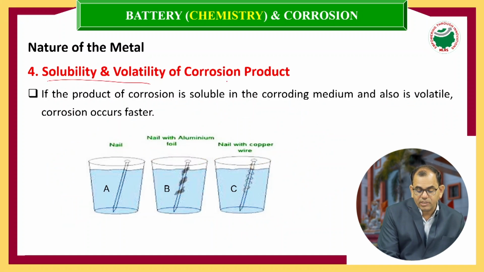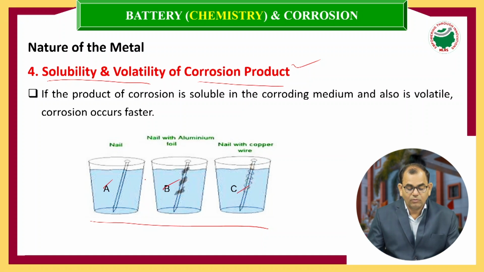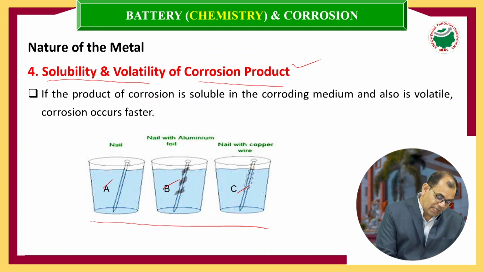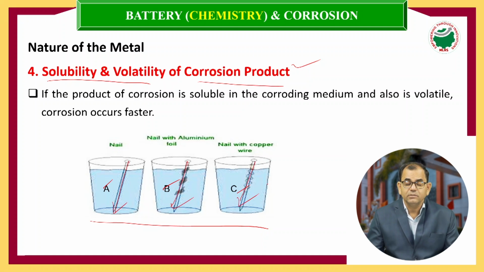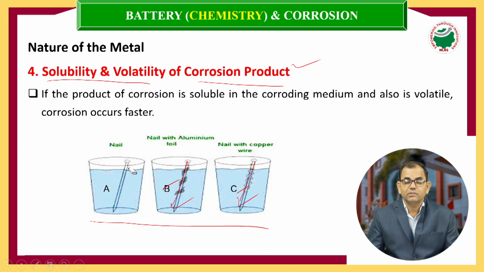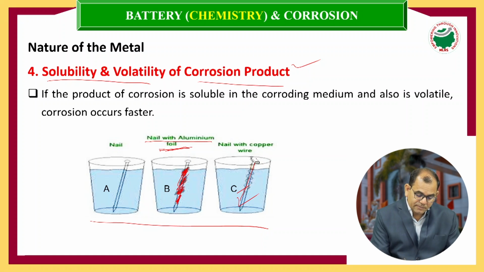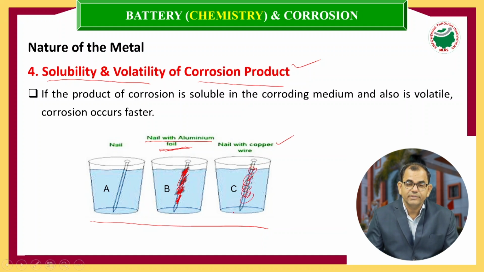solubility and volatile nature of the corrosion product. For example, there are 3 glasses A, B, C, each glass having water, and there is a nail dipped into this water-containing glass. In A case, the nail is not covered with anything. In B case, the nail has been wrapped with aluminum foil. You can see here, the nail with aluminum foil, and we can see some markings, or aluminum foil is covering the surface of the nail. And in the third case, the nail has copper wire wrapped on its surface, you can see here.